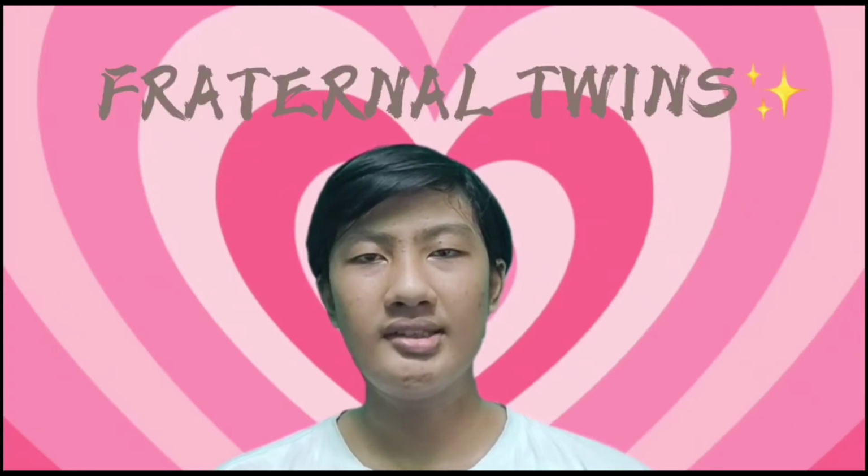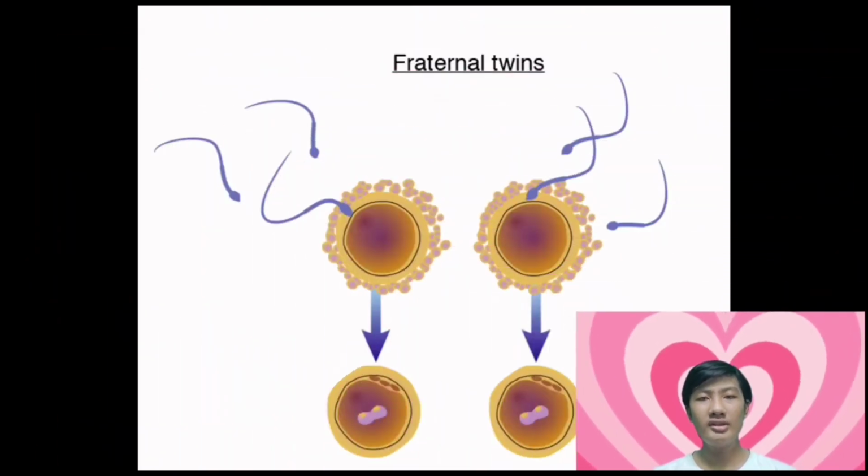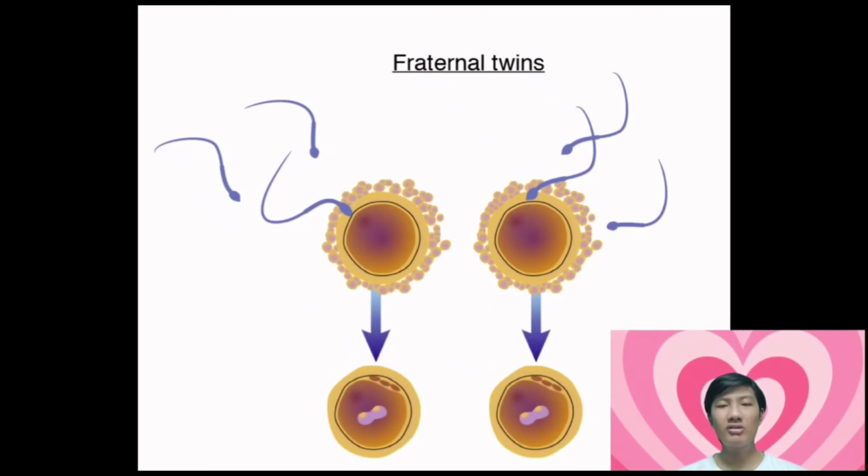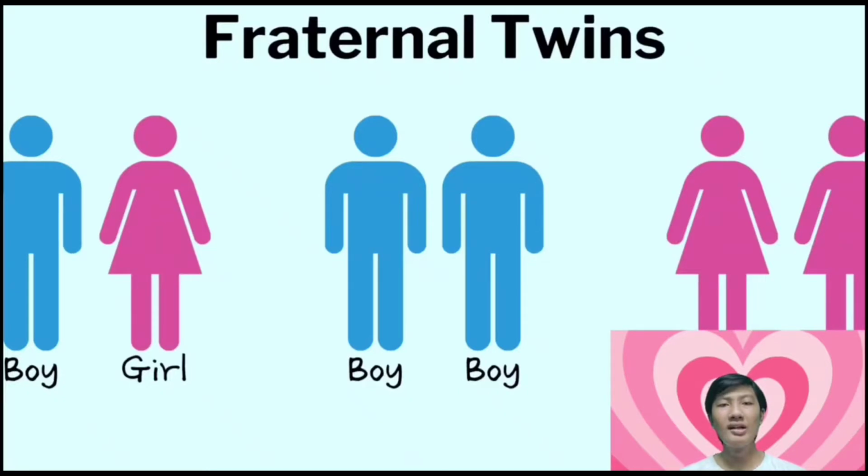Hi, my name is Muhammad Daniel Zaki and I will continue on fraternal twins. What is fraternal twins? Fraternal twins, also known as dizygotic twins, are the result from the fertilization of 2 separate ova during the same pregnancy. The sex of the twins may be the same or different. They share half of their genetics just like any other siblings.